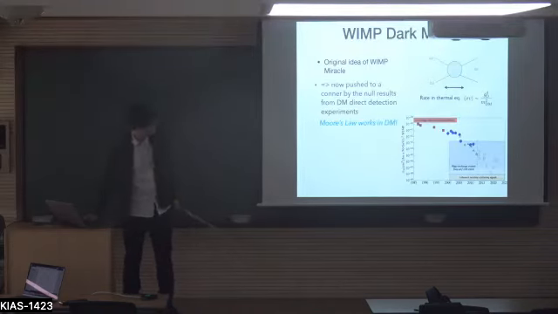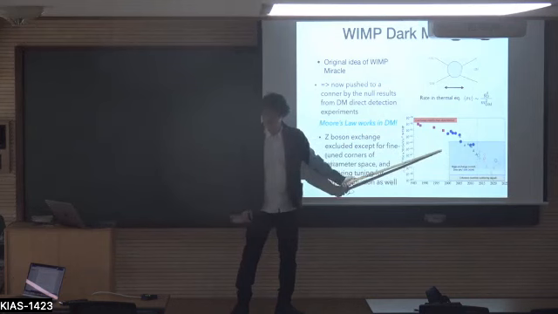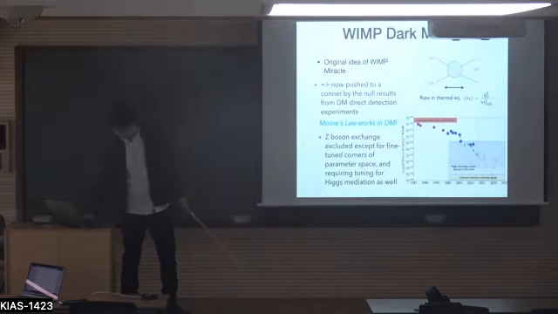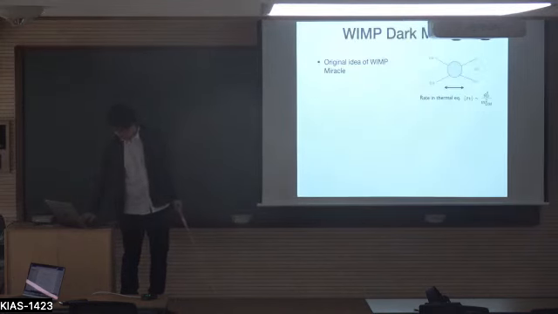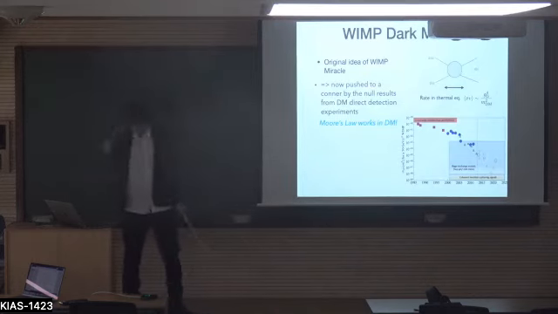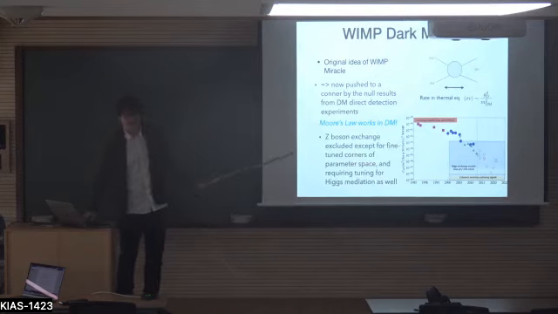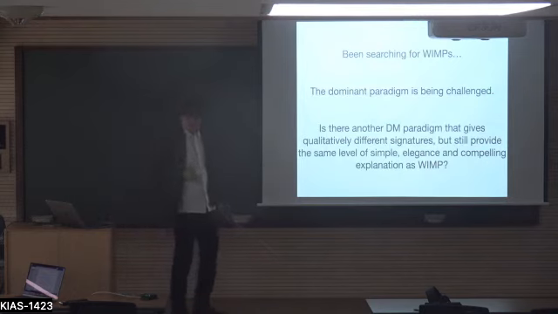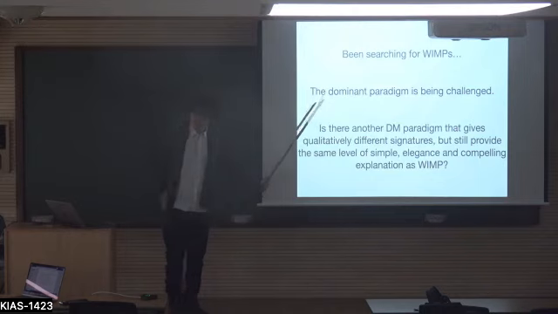Yeah, maybe I should skip this. But the problem is the usual WIMP story is ruled out by experiment. Basically, Moore's law works in the dark matter direct detection business. But still there is some parameter space left, I guess for SUSY dark matter searches. That's why people even talk about future collider dark matter searches. But they are very fine-tuned. The interaction has to be very, very small, and there's some conspiracy to hide it. So we've been searching for WIMPs, and now the dominant paradigm is challenged.